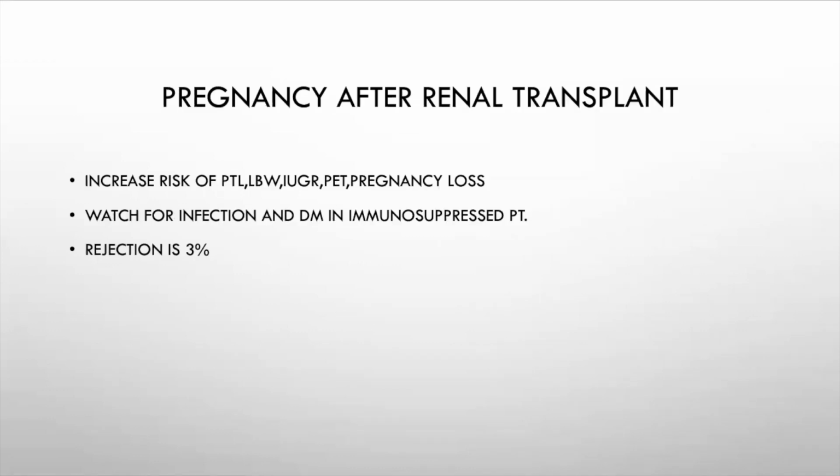Pregnancy after renal transplant increases the risk of preterm labor, low birth weight, IUGR, preeclampsia, and pregnancy loss. Usually watch for infection and diabetes, especially in immunocompromised patients. When a patient has a renal transplant, they're usually on medications that suppress their immunity, and they're on cortisone. So prednisone is a risk factor for developing diabetes in those patients. Rejection is usually about 3%.